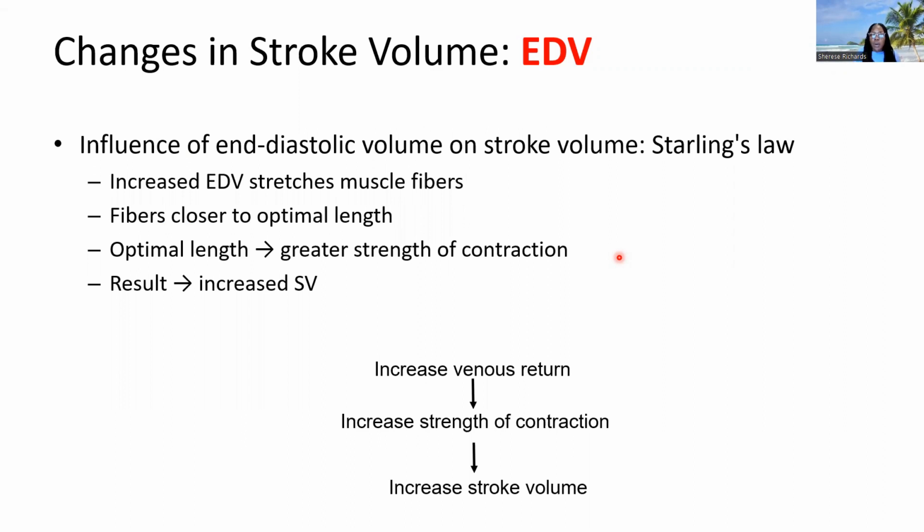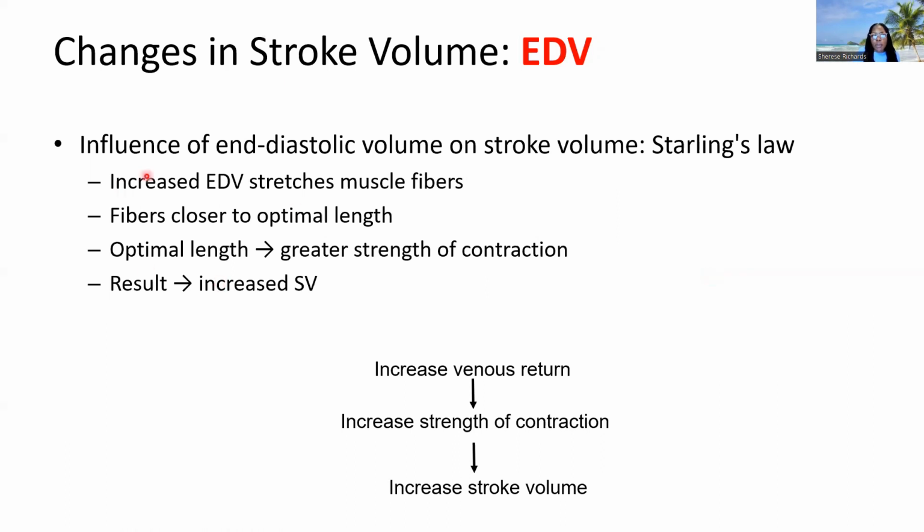So if we can fill more blood into the ventricle, we can eject more blood from that ventricle. And that is the basic principle of Starling's law. So Starling's law says that if we increase the stretch of our cardiac muscle fibers, we're going to bring those fibers closer to their optimal length. And if we bring them closer to their optimal length, we're going to have more cross-bridge cycling, and we're going to have more strength of contractions or more tension or more force for those contractions. So if we increase our end diastolic volume, we result in an increase in our stroke volume as well.